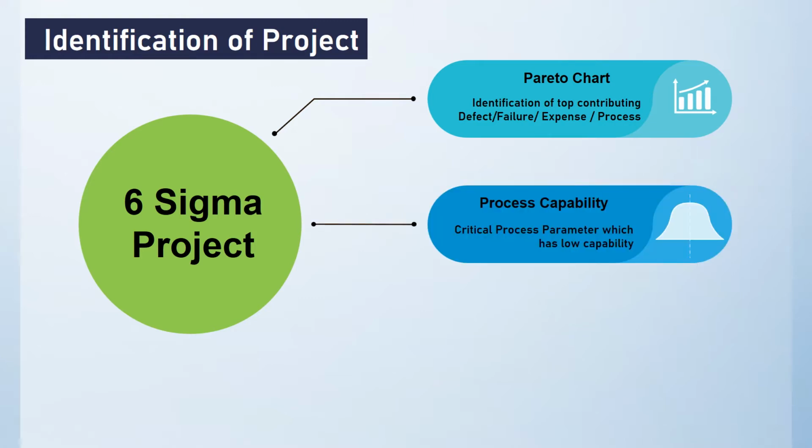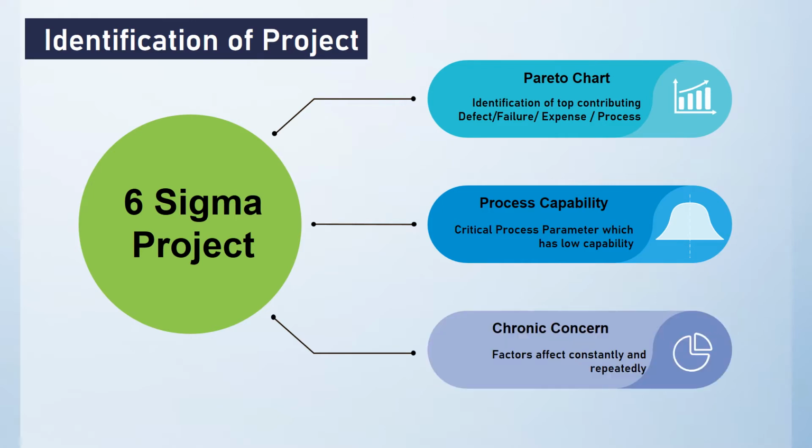Second one is identifying the critical process or critical parameters which have low capability and low consistency as of now, so that we can take it for further improvement and achieve high repeatability and high capability.